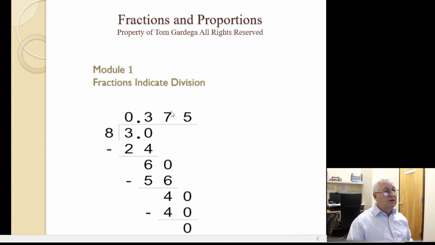Fractions indicate division. In the case of that 8-slice pie, the 3/8 of the pie that we ate, we divide 8 into 3. 3 over 8, 8 divides into 3. 8 goes into 3 0 times. I bring up my decimal point and put a 0. 8 goes into 30 3 times. 3 times 8 is 24. We subtract that from 30. 24 from 30 is 6. 8 will not divide into 6, so we add another 0.